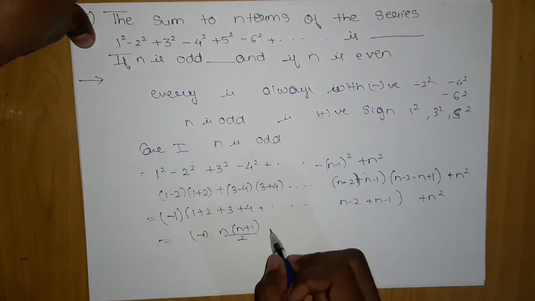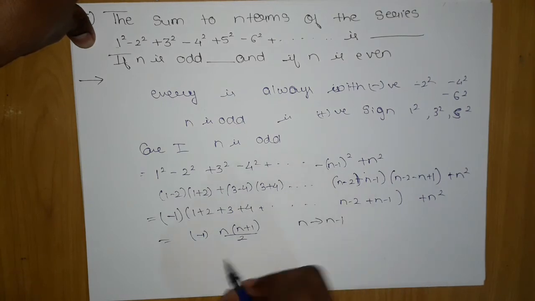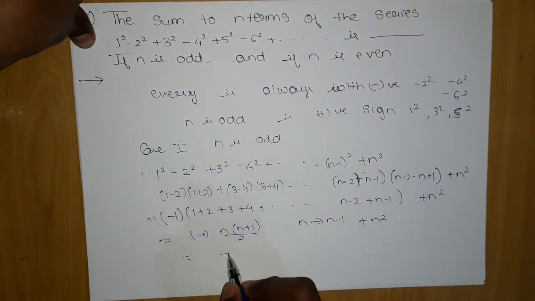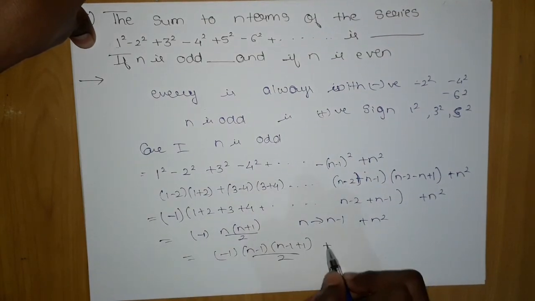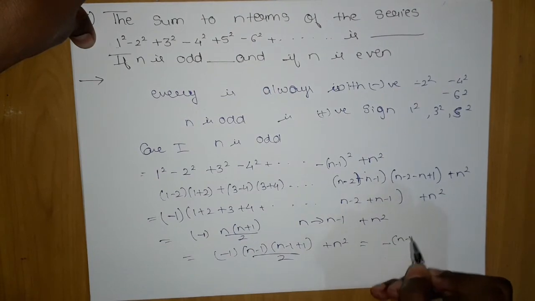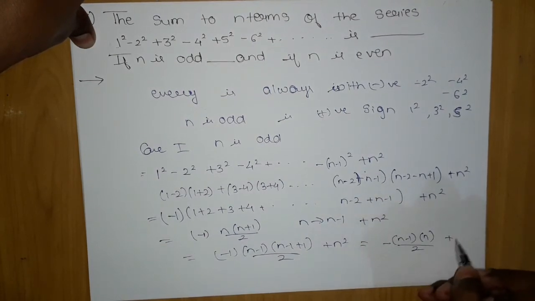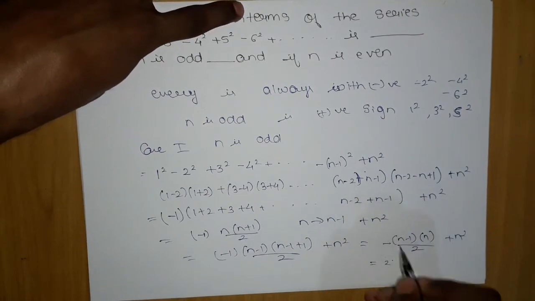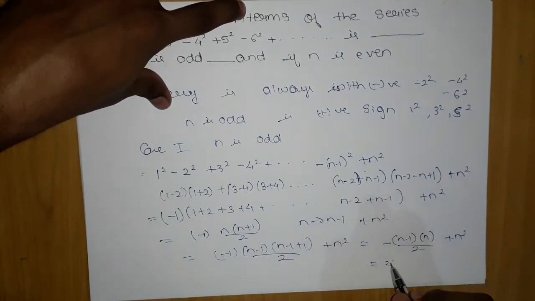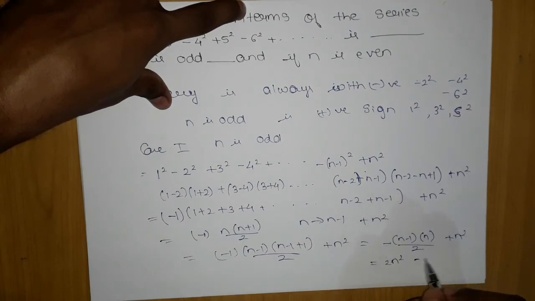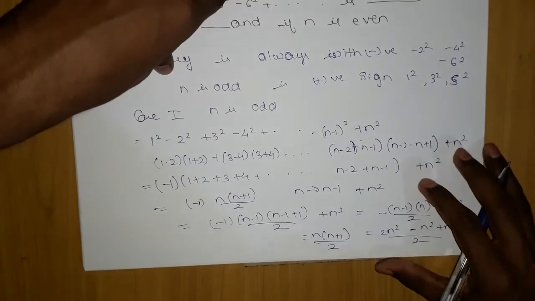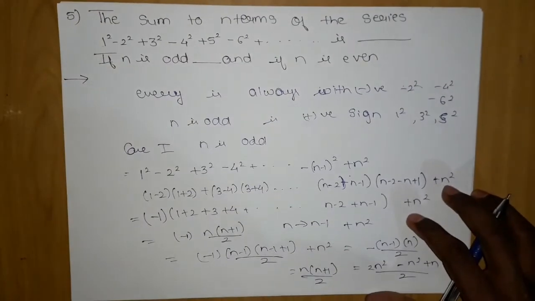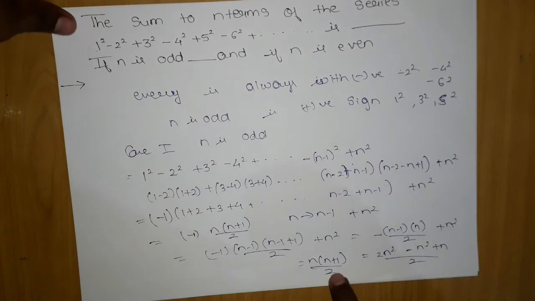Then I substitute n as n minus 1, my last term, and here it is n square. So minus 1 into n minus 1 into n minus 1 plus 1 upon 2 plus n square. What I get is minus n minus 1 into n upon 2 plus n square. This gives 2n square minus n square plus n upon 2, which is nothing but n into n plus 1 by 2. That is very important, so we got n into n plus 1 by 2.